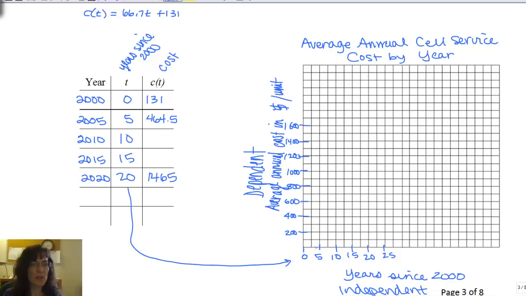Then 0, 131. So 0 in the x direction, there's 100 right there. So about a third of the way to 200. And then 5, I'm at 464. So a little past halfway towards a 500. And then at 20, I'm at 1465, which is getting closer to the 1500 mark. And then try to draw a straight line there. And now I can make estimates off of that line. So there's one worked all the way.